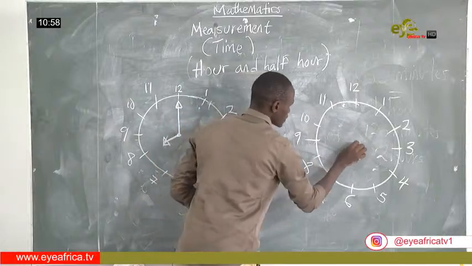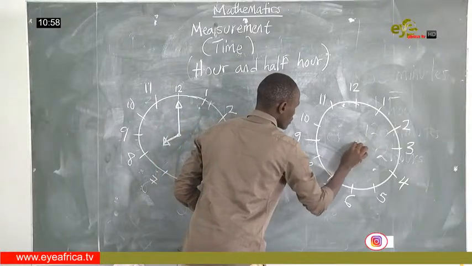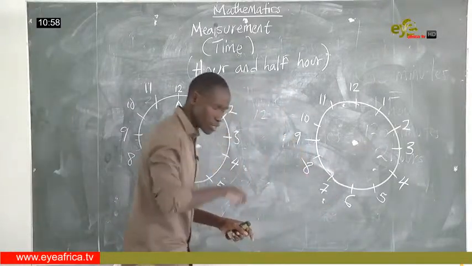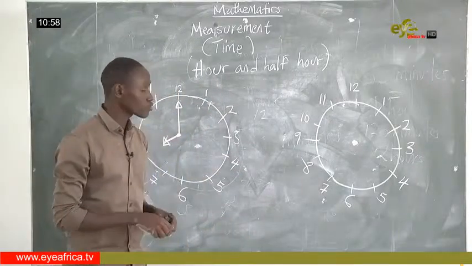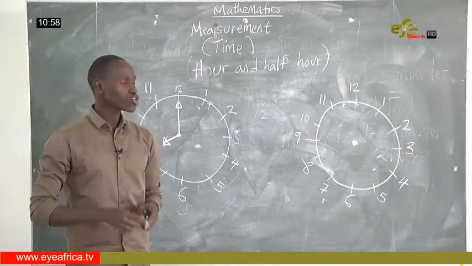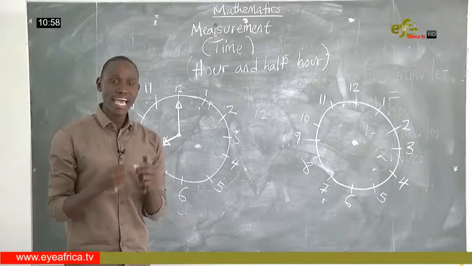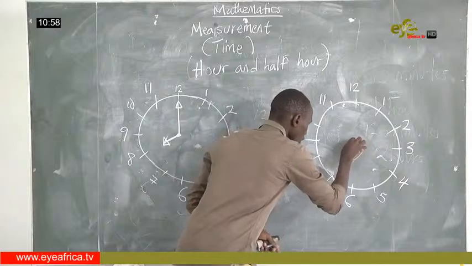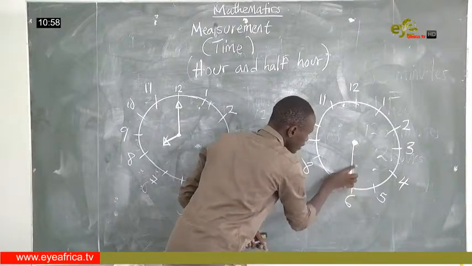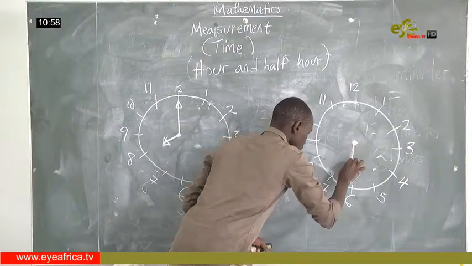Now we have our center here. This is where both the minute and the hour hand move from. So you will see that if you look at the second clock very well, the longer hand faces directly at number 6. So we make sure that our longer hand also faces directly at number 6.